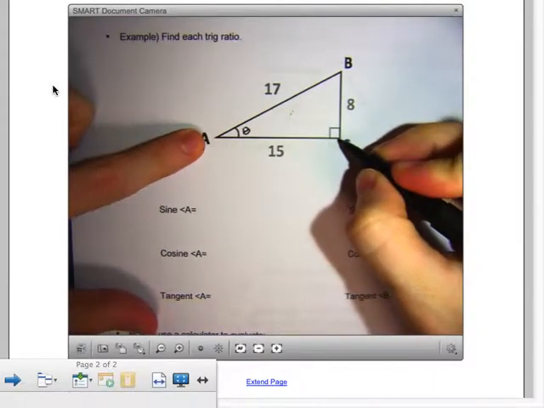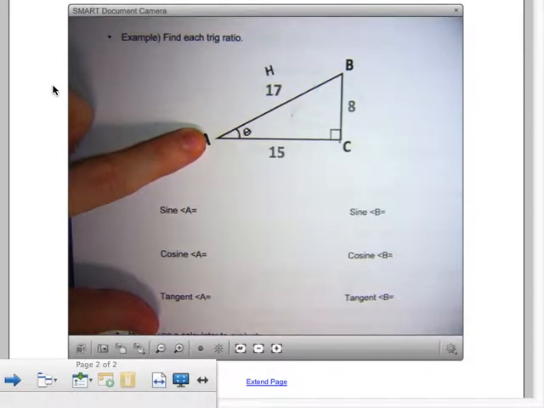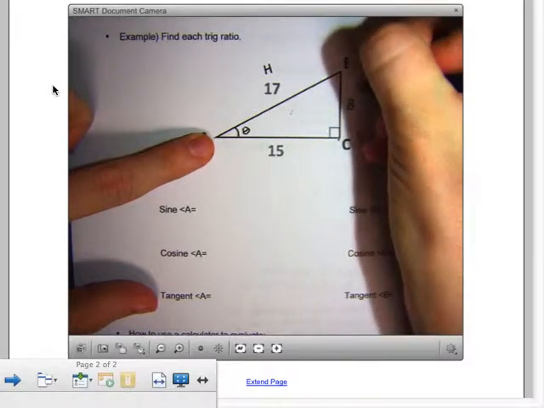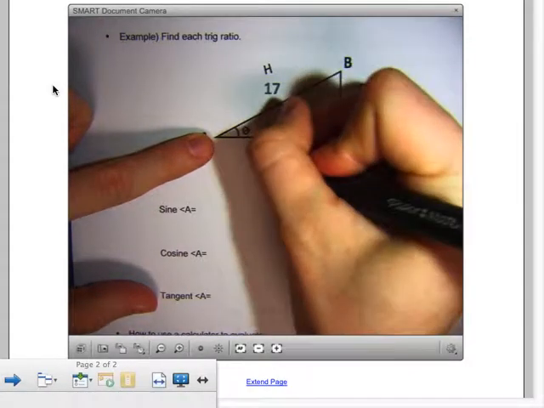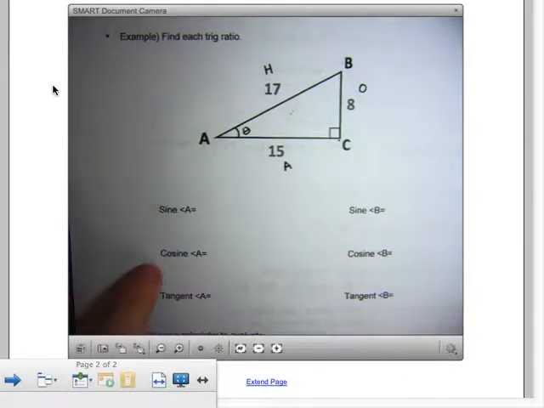So here's my 90 degree angle. We know across from it is the hypotenuse. Here's theta. Across from that, or opposite of it, is the opposite side, and next to it is the adjacent side. I'm not even looking at this part over here. I'm only dealing with the left side.